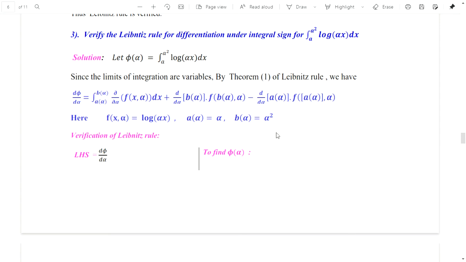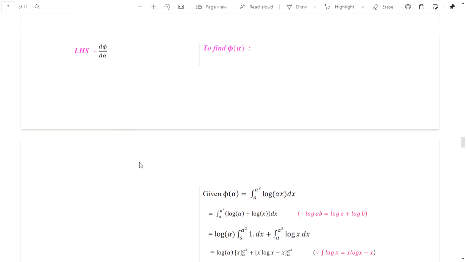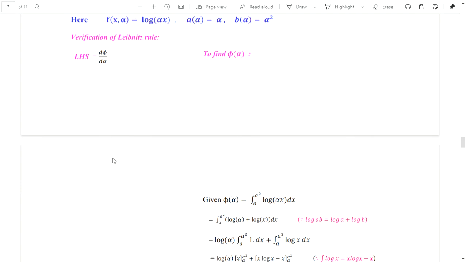So b of alpha is alpha squared. Now the problem is given as verify. So you have to prove LHS is equal to RHS. So first let us evaluate what is LHS, that is d phi by d alpha.